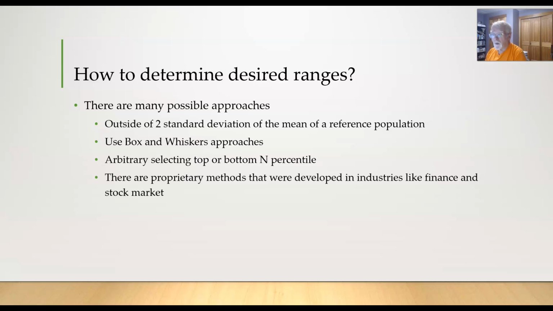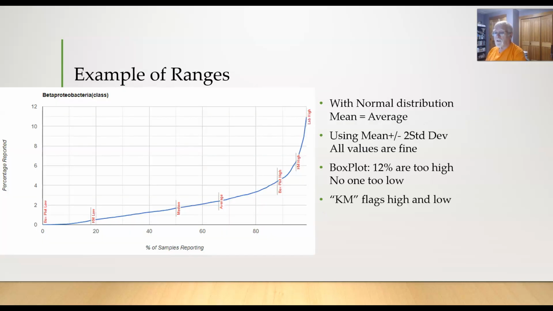We want to know what we don't know and how to determine the ranges we don't know. Here's an example of ranges for a particular bacteria class, and as you can see, you see what the percentage reporting is. It goes along and then it takes off, and on the chart we see where the median is, which is at the 50th percentile, exactly where it should be. We have box plot low, which is just about having anything is normal. Box plot high, we're sitting here, which is about 88th percentile, so 12% of people will come in being abnormal.